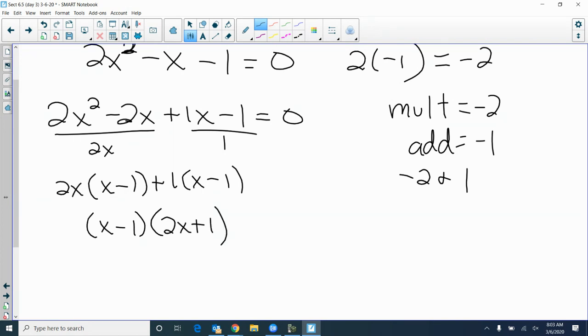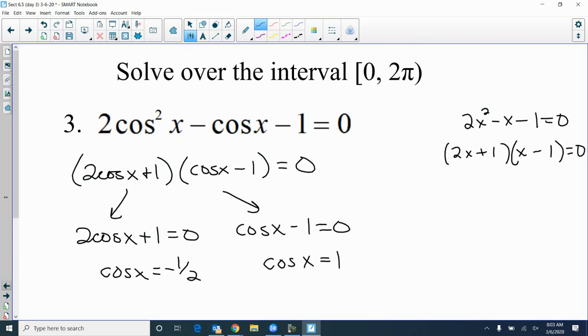Times 2x plus 1. Remember that? Yeah. All right, so that's all I'm doing. So you might want to rewrite it when you've got a cosine squared and a cosine. That's like a squared term, and that's a linear term. When you don't have a GCF for all three, you just can't factor out a cosine. You've got to go this route.